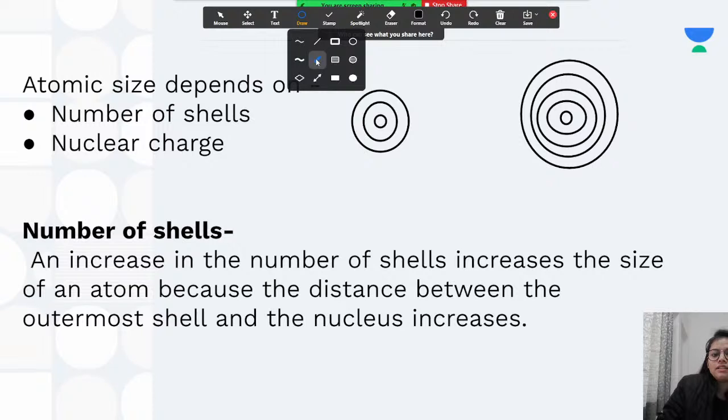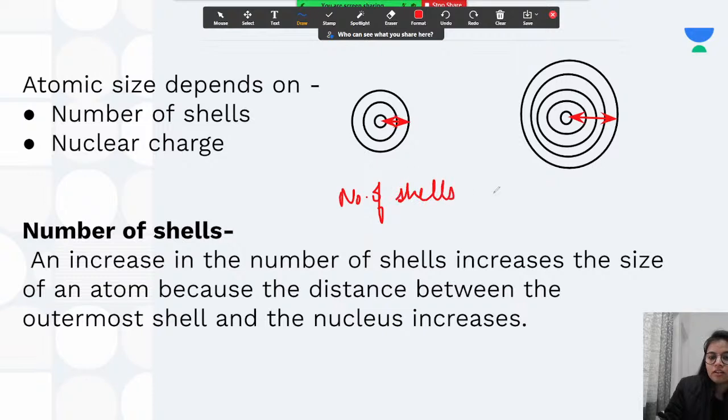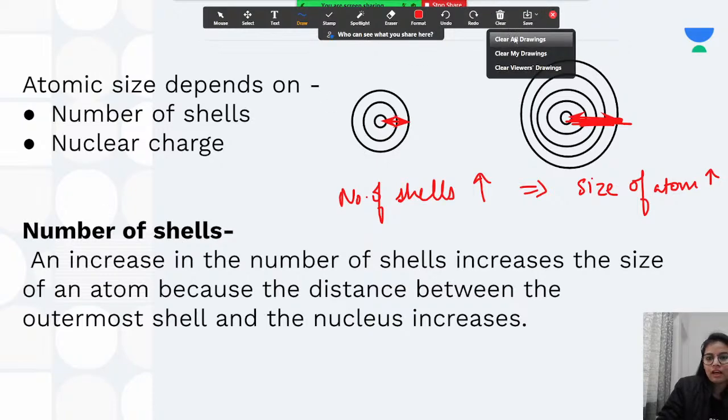Now, if I talk about the distance from the nucleus to the outermost shell, what will be the distance here? It will be this, very small. And if I talk about the distance here, it will be this. So you can see that as the number of shells increases, the size of the atom is increasing, right? And why is this happening? Because the distance between the outermost shell and the nucleus is increasing. So first it is the number of shells, and I hope it is clear.